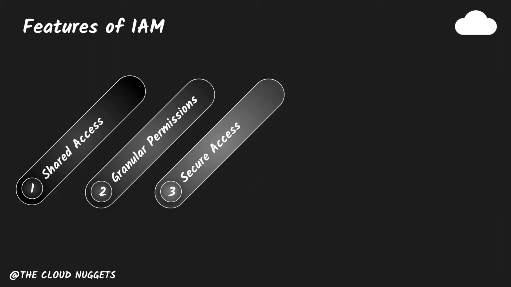Secure access. You can use IAM features to securely provide credentials for applications that run on EC2 instances. These credentials provide permissions for your application to access other AWS resources. Example, S3 buckets and DynamoDB tables.